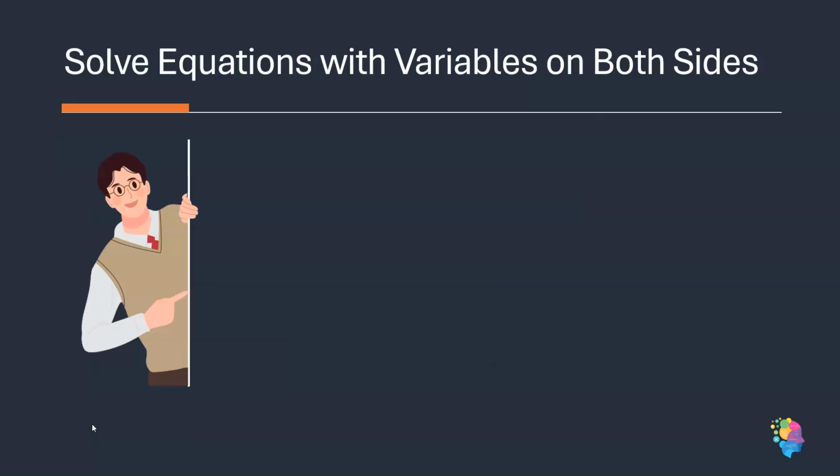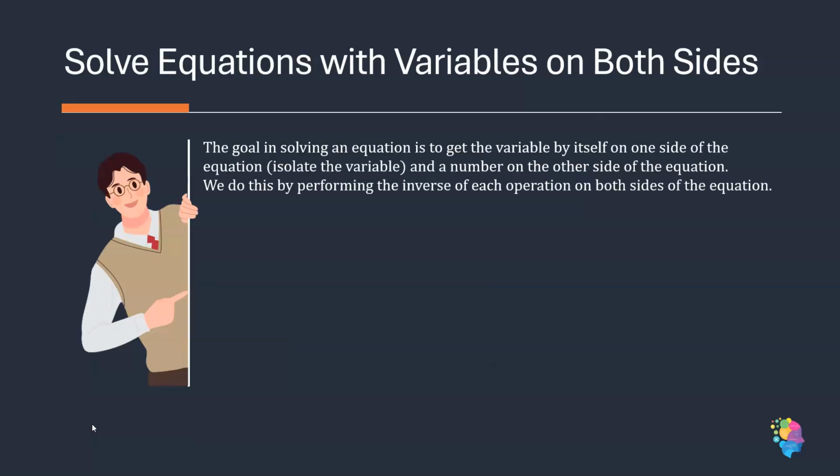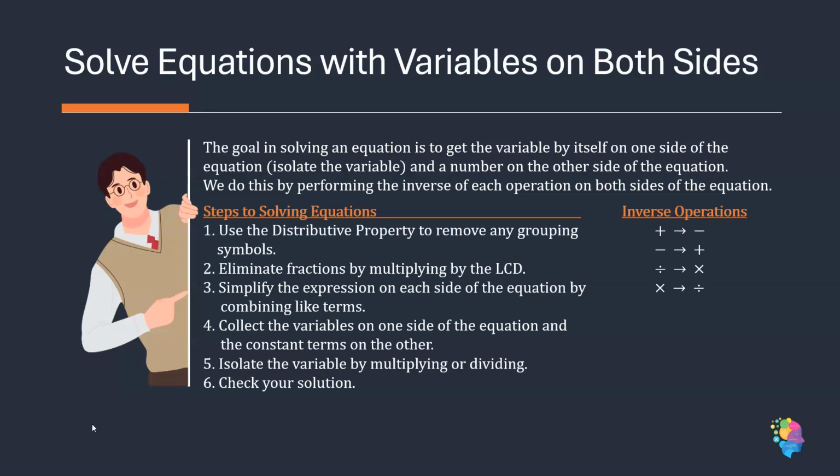Just like in the video for solving multiple step equations, the goal in solving an equation is to get the variable by itself on one side of the equation. We want to isolate the variable and the number on the other side of the equation. We do this by performing the inverse of each operation on both sides of the equations. The steps to do this have not changed.